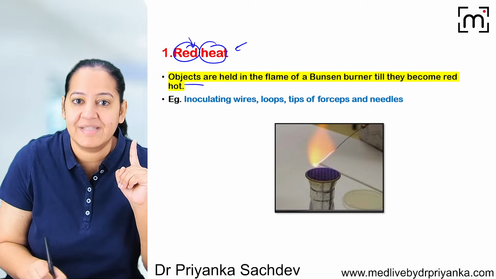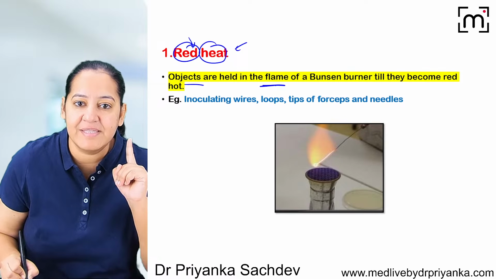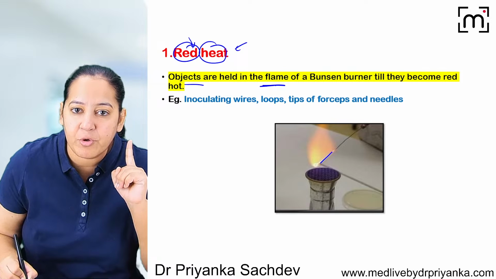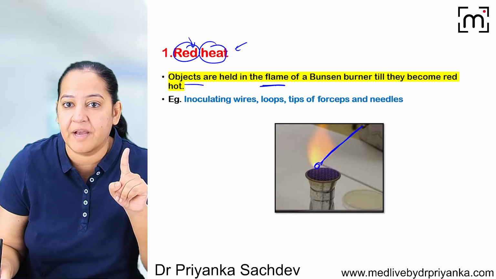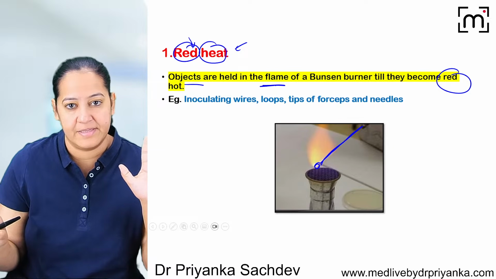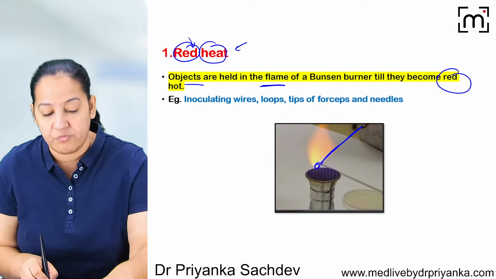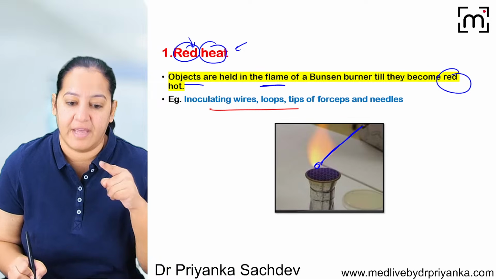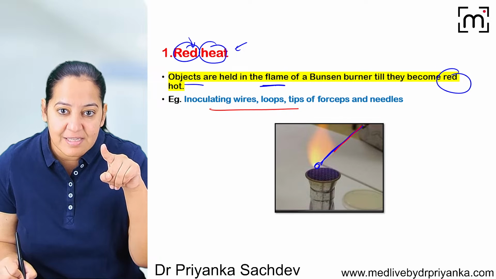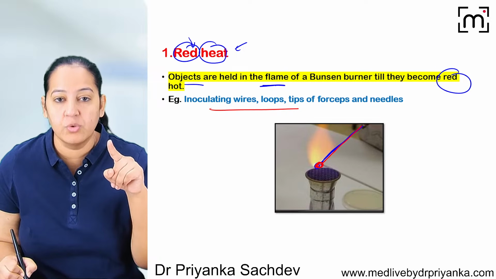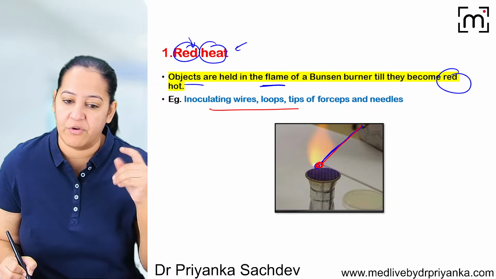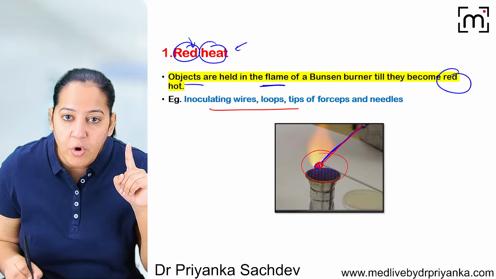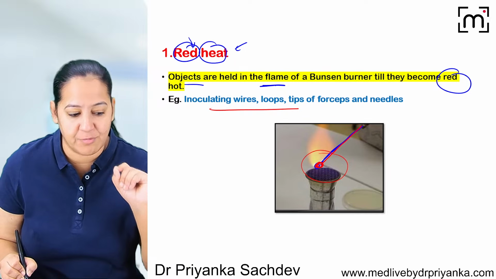So here the objects are held in the Bunsen flame. Can you see? So this is a metal. We are putting it in the Bunsen flame and it will look red. When it becomes red, we are assuming it is sterilized. This method is used for inoculation loops and wires. In the diagram also you can see this is the inoculation loop. It is used for inoculation, so the tip of the inoculation loop is sterilized by this method.